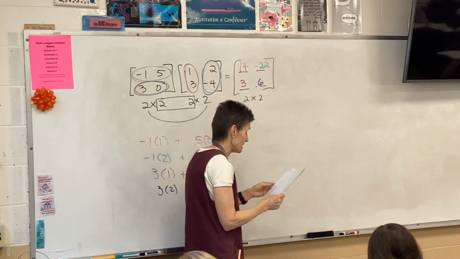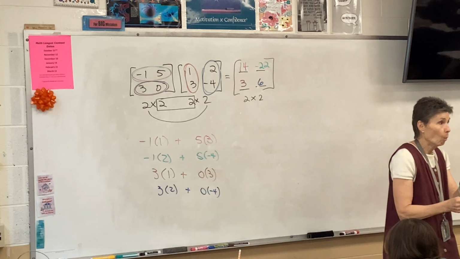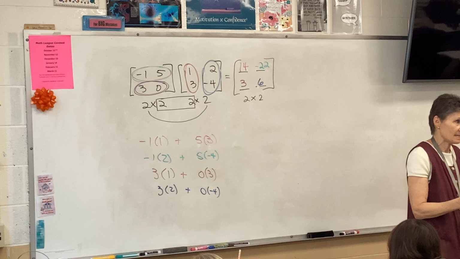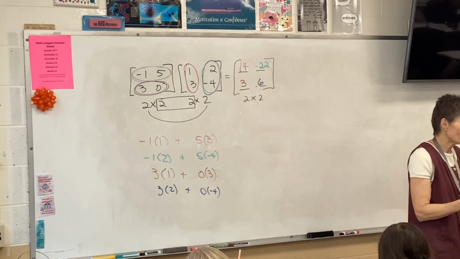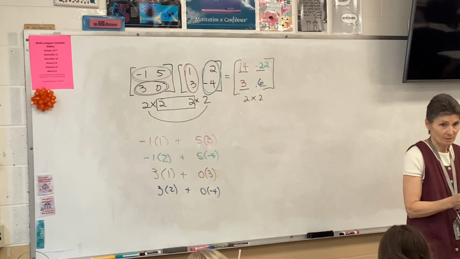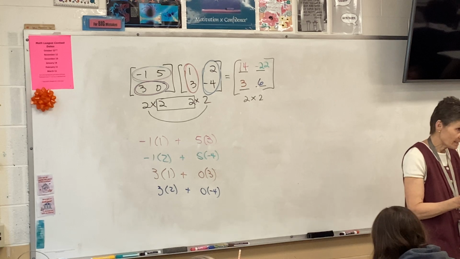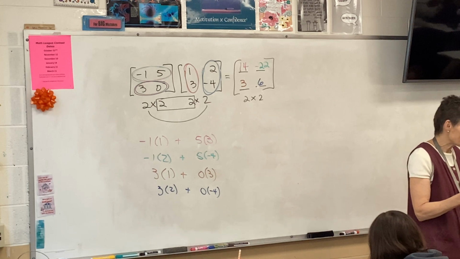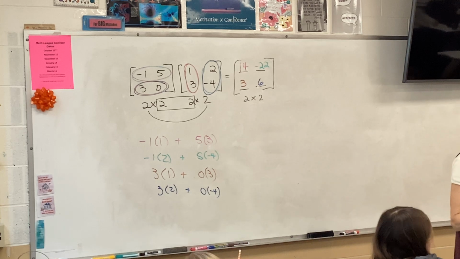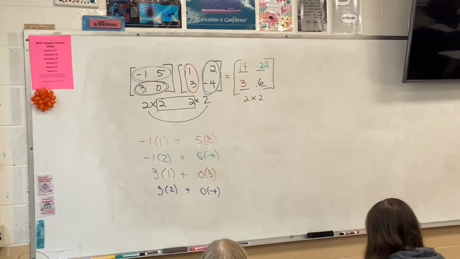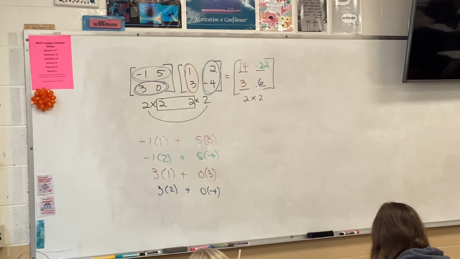D times E. Now, before we write it down, what are the dimensions of D? 2 by 2. What are the dimensions of E? 3 by 3. Can those be multiplied? No, because the inside numbers don't match. So C is a cannot do problem. We've run into those before. The rules for matrix operations are strict, so a lot of times you just can't do it. This is a I can't do it.